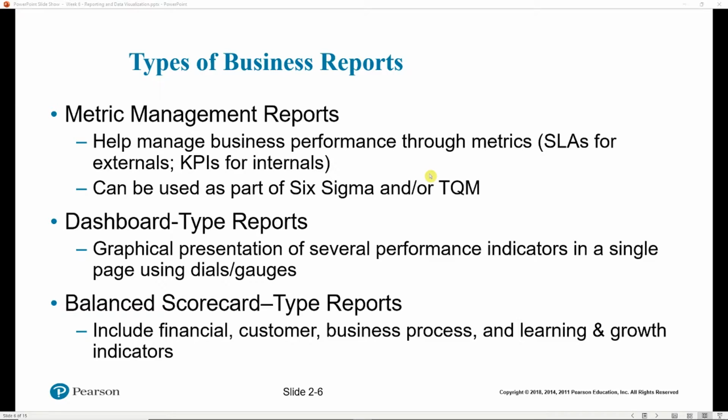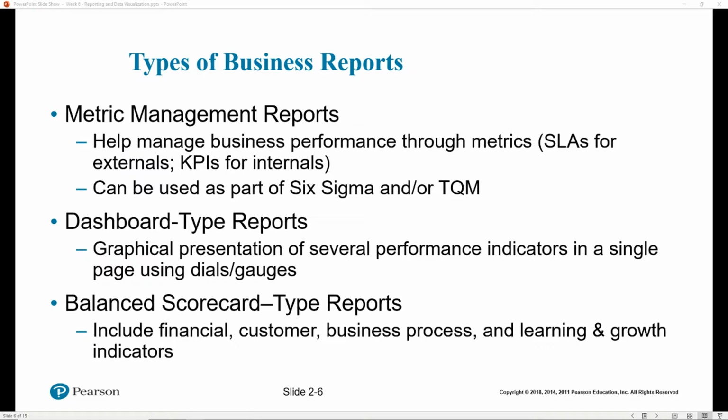There are several types of business reports. These include metric management reports, which help manage business performance through metrics. These can be service level agreements for externals and key performance indicators or KPIs for internals. These types of reports can be used as part of a Six Sigma process or a total quality management process. These are quite typical in manufacturing.